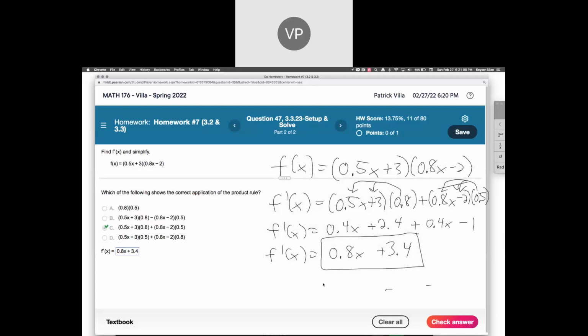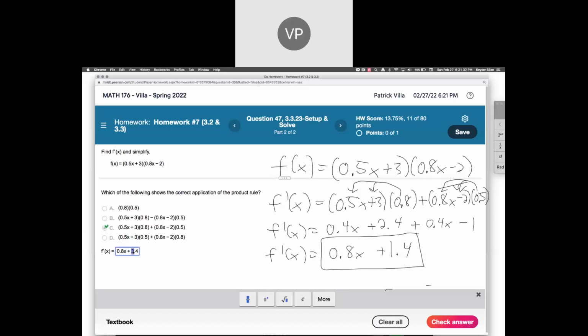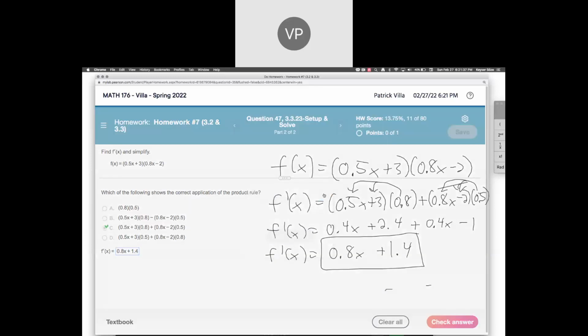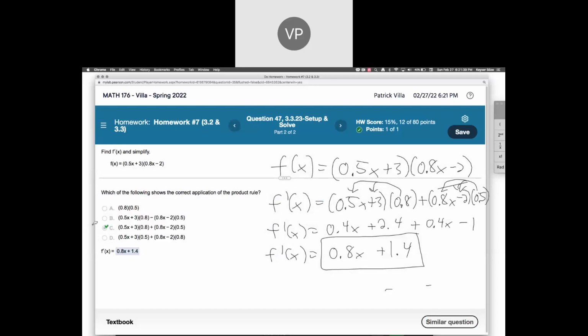Okay, and instead I got to check my math a little better here. So we know this part was right. All right, 0.5 times 0.8 should be a 0.4x. This should be a 2.4. Oh, I see my mistake right here. Positive 2.4 minus 1. This is supposed to be a 1.4. That's why we do it on the homework, not on the quiz. This is where you're going to make your mistakes and you learn from those.